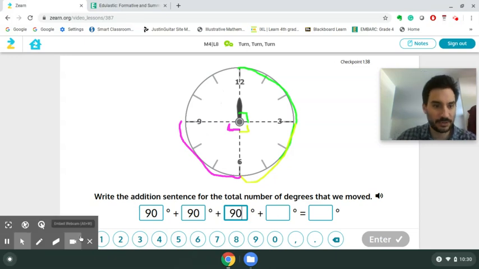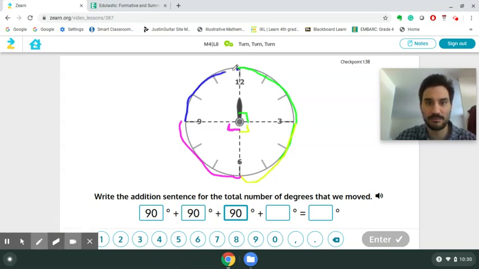And our last quarter, we'll do Eric's favorite color. I don't know if it's actually his favorite color. I think it is. Blue. One more quarter, that's another 90 degrees.